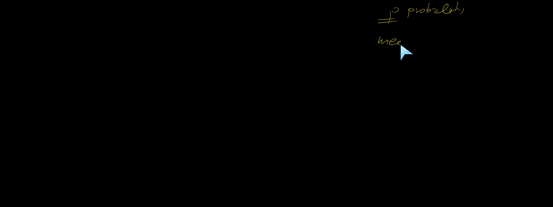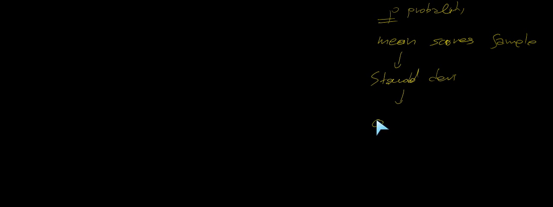So first we have to find the mean scores from our sample. And from these mean scores we have to find the standard deviation. And from this standard deviation, we have to find what in mathematics we call sigma.